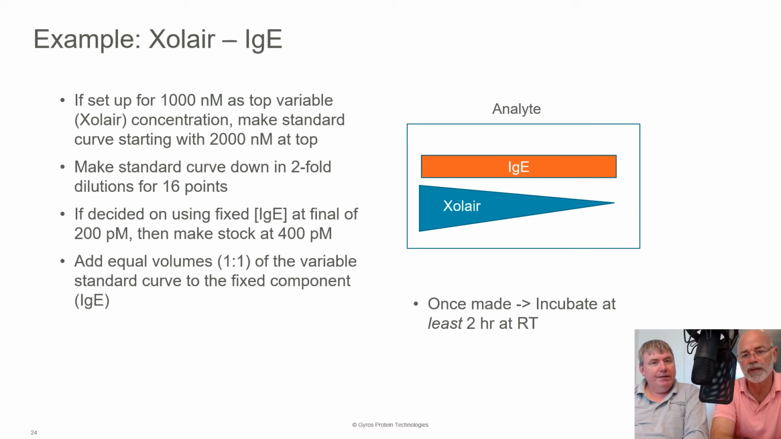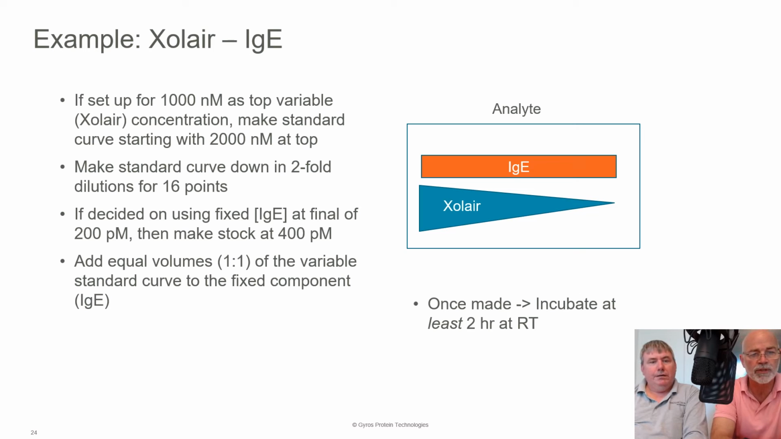Exactly, and so then you'll make your standard curve points down 2-fold dilutions for 16 points. So we've got a lot of points in this case, so we can go with a lower dilution factor and still cover the range of variable interactant that we need.